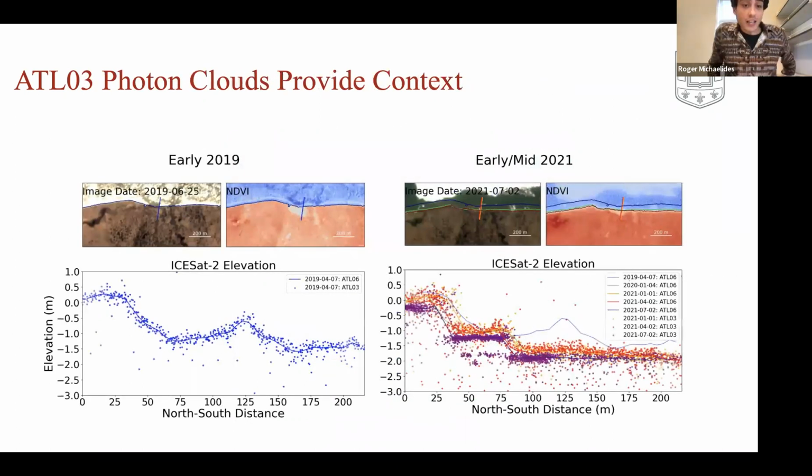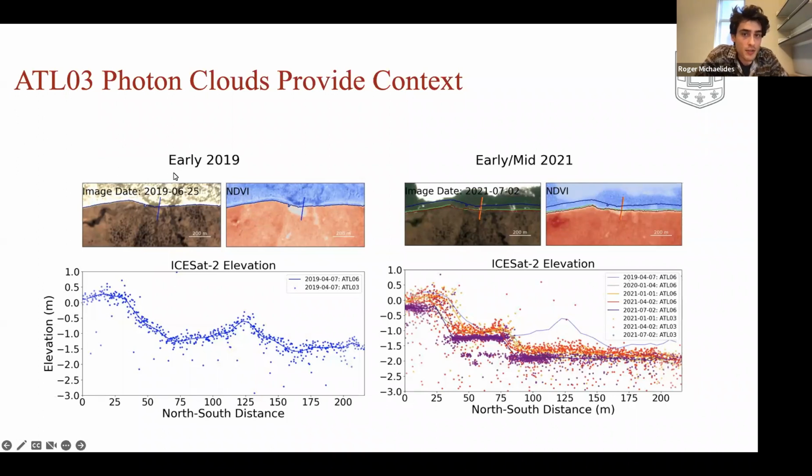We can now take a look at what, so that previous transect was showing you examples from ATL06. We can also look at photon clouds themselves here. At the top are, again, those Planet images. And this is demonstrating how Marnie's developed a classifier based on NDVI to discriminate between the land and the ocean from which those coastal positions can be derived.